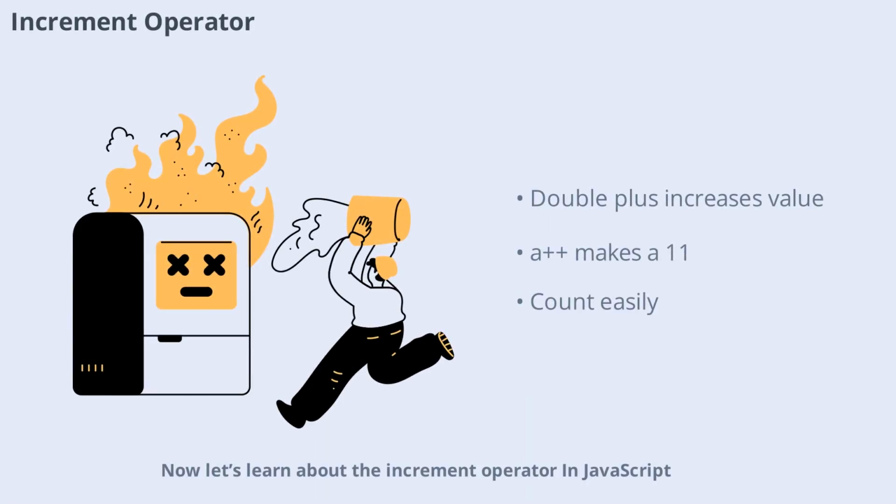Now let's learn about the increment operator. In JavaScript, the double plus sign (++) increases the value of a variable by 1. For example, if a is 10 and you write a++, the value of a becomes 11.